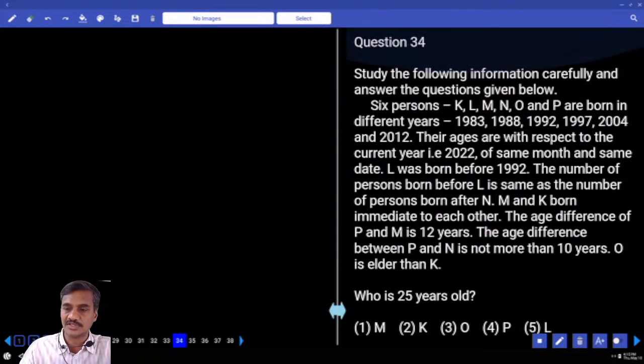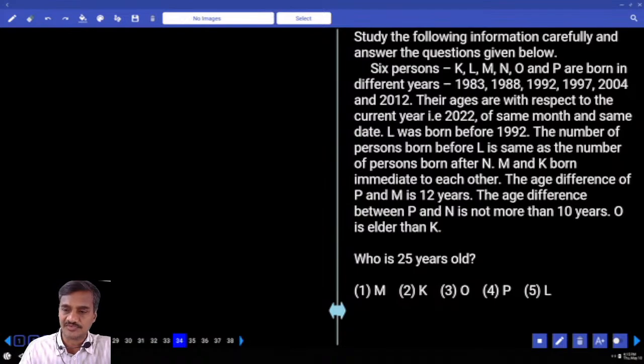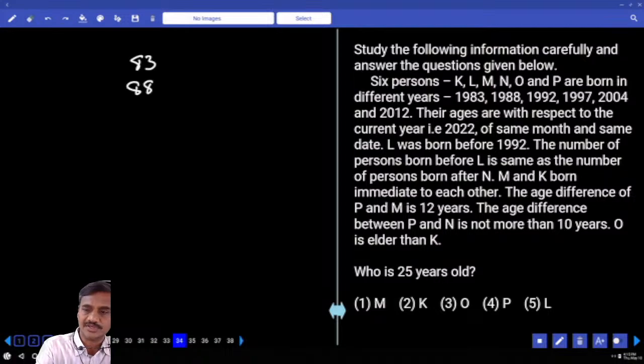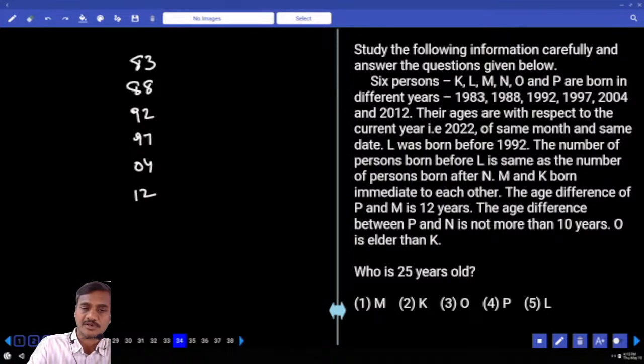Then 34 onward. Now tell me how many of you have done this one, 34 onward? Now 6 people, K, L, M, N, O, and P, were born in different years. Their ages are with respect to 2022 of the same month. And now the years were given. Whenever years are given, first we need to write down all the years in ascending order: 83, 88, 92, 97, 2004 and 2012. Now all together we have 6 persons, born in these 6 different years.